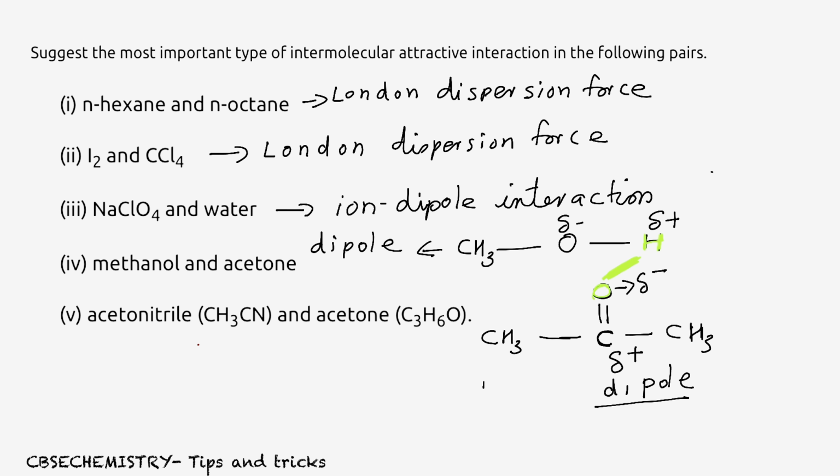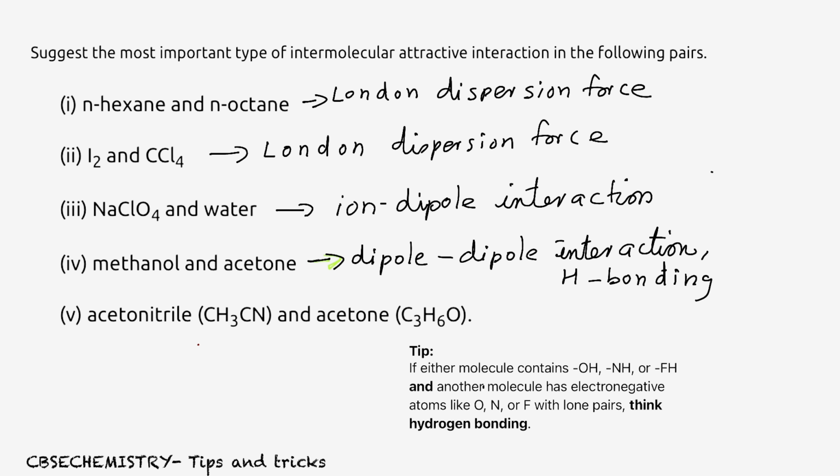Correct, right? See, the first, methanol is a dipole. This is also a dipole. Between dipole-dipole, there is dipole-dipole interaction. That's the first thing. Along with that, you can see strong hydrogen bond will be there, right? Correct. So both are there. Remember this as a key tip.